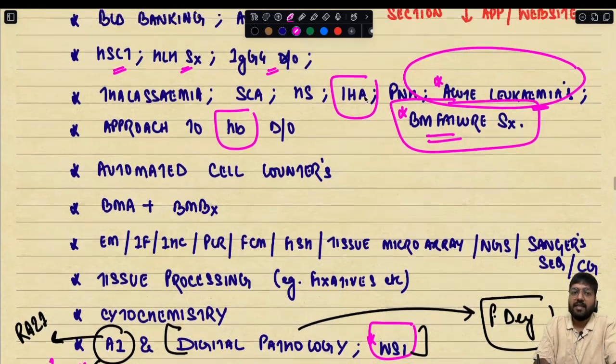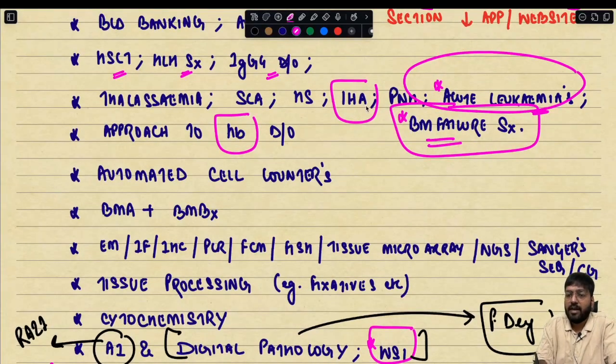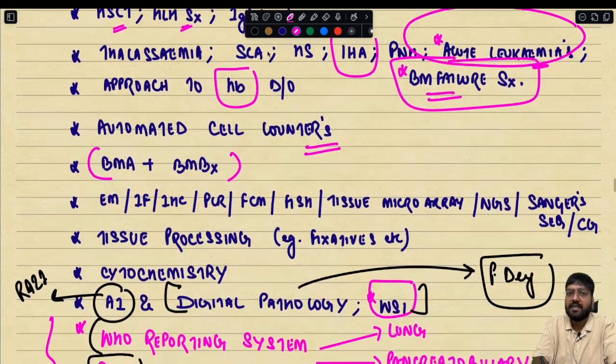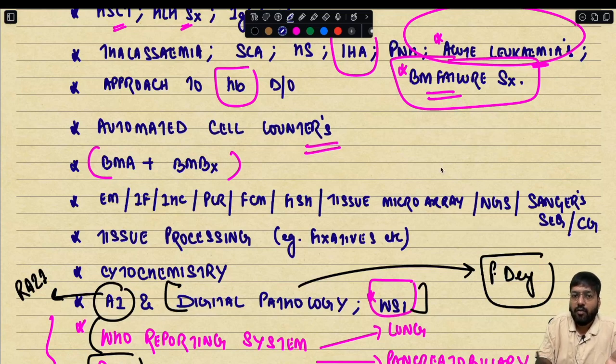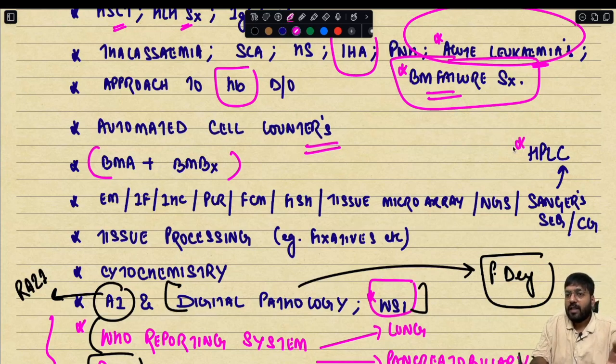Then HPLC again is very important among all the different process, and I will discuss that later on. Automated cell counters, again it is discussed already. Bone marrow aspiration, bone marrow biopsy is there. Then among the various kinds of molecular processes, okay, over here I forgot to add one more thing that you have to add is HPLC. Again an important exam question is there. So what are the important topics?